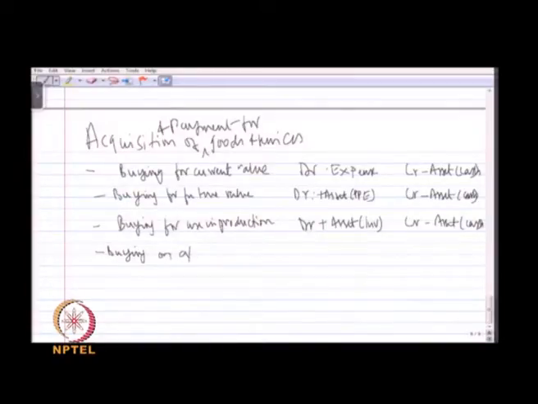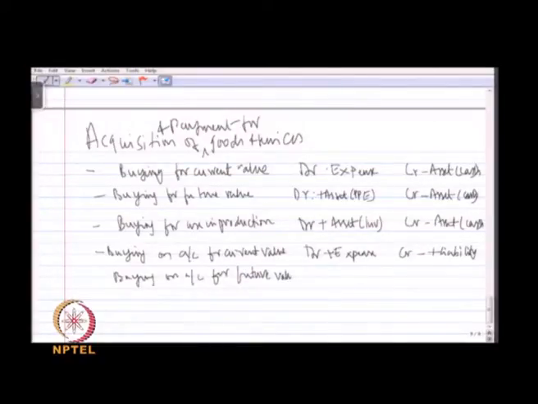Buying on account for current value, and still we treat it as an expense, but still we have not paid it because it is an account. The same if you are buying on account for future value, same thing, debit, but it will be prepaid expense, credit, it will be liability.